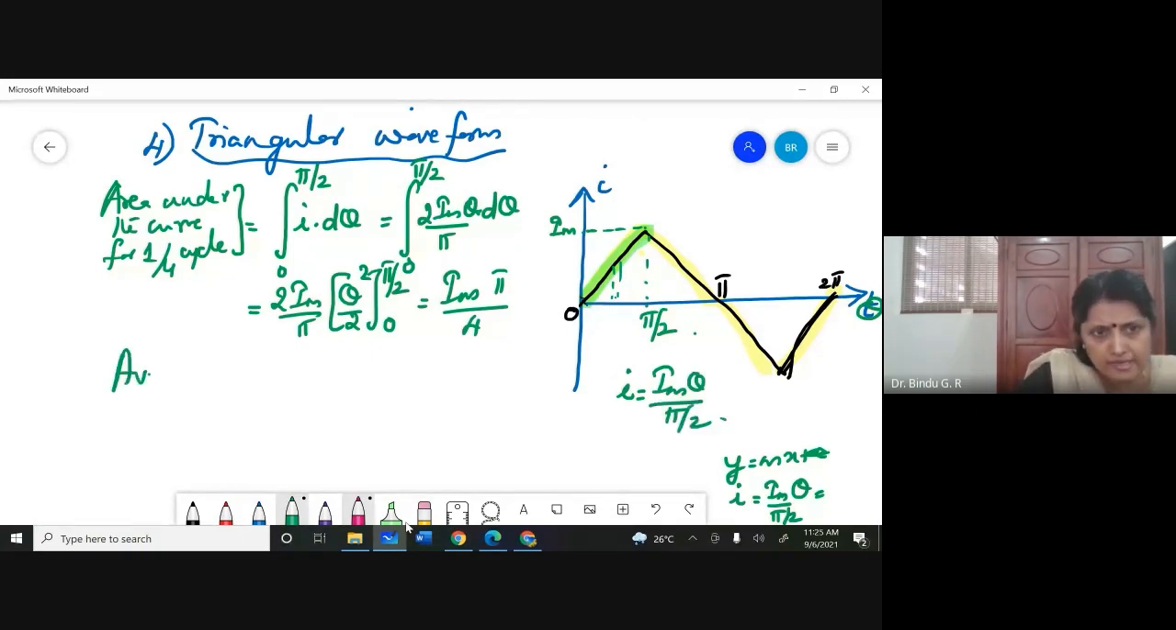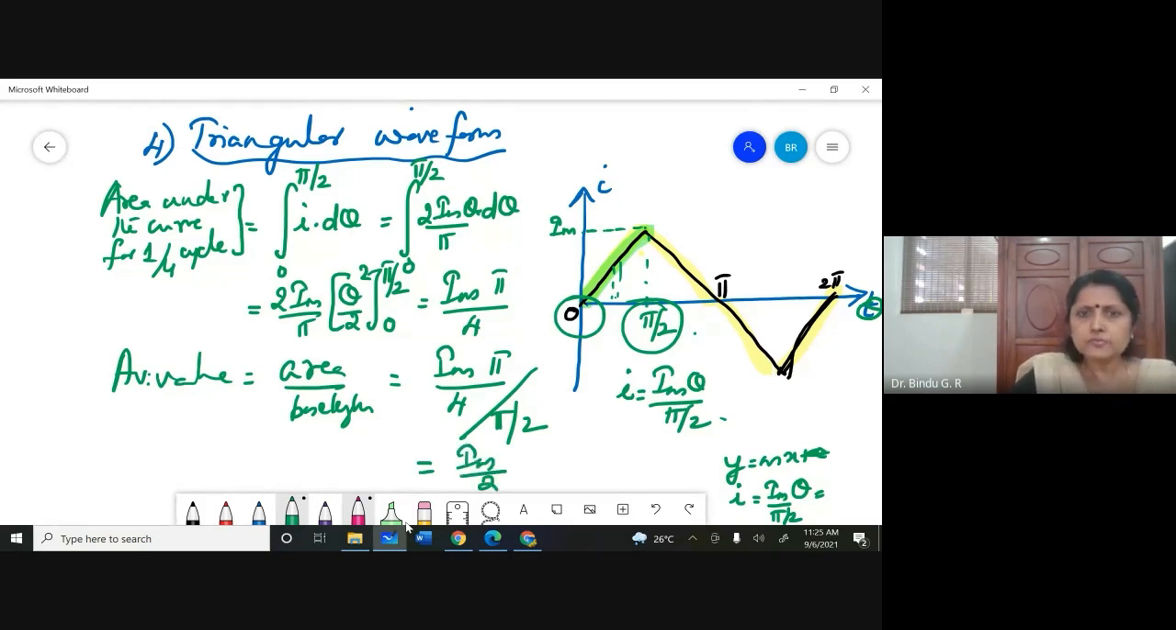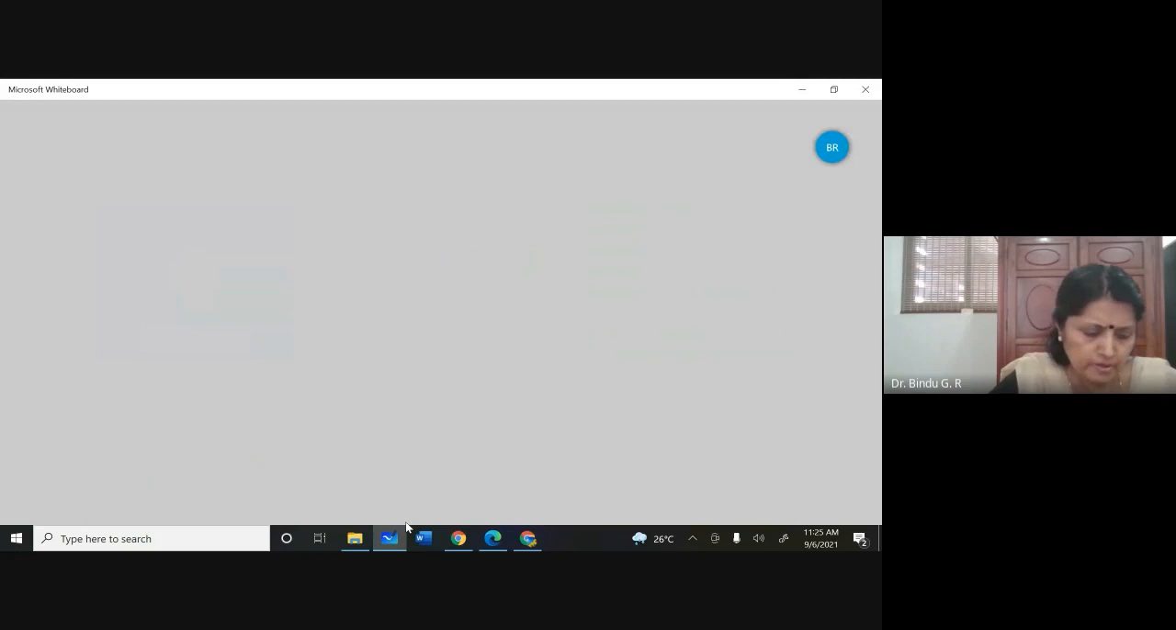Now the average value will be this area divided by the base length. Area I know is Im pi by 4, divided by base length, which is 0 to pi by 2, that is pi by 2. So you will end up with Im by 2. So I'll fill this up. For the triangular wave, I'll be getting Im by 2.